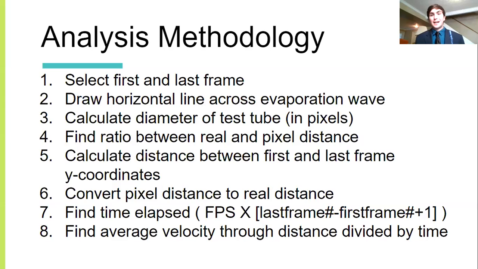After that, I find the time elapsed, and that is done by taking the last frame number, subtracted by the first frame number, and adding 1, so that way you can include the first frame as well. That's going to be multiplied by the FPS speed, which is the frames per second, to find an actual time elapsed. After that, I'm going to be finding the average velocity by taking the distance divided by the time. That's going to give me an average velocity of the entire experiment.